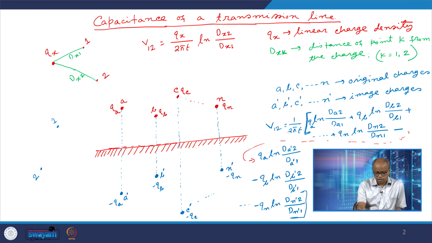Now here we have to note that in this expression, in the numerator, the distance from point 2 to the charge qx is there, and in the denominator, the distance of the charge qx from point 1 is given.